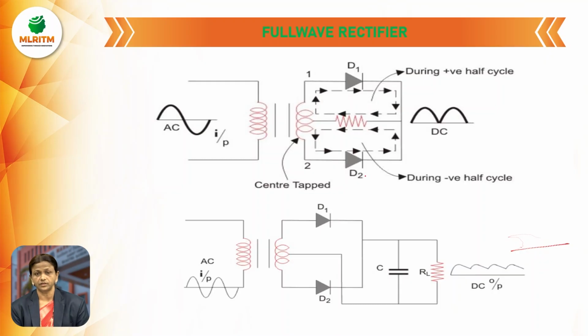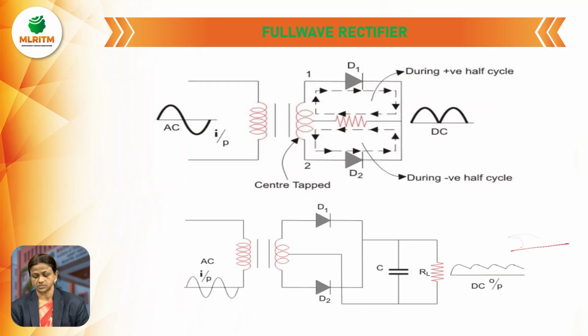A diode is nothing but unidirectional. So during the positive half cycle and during the negative half cycle, you can get the corresponding output in one direction. By using this full wave rectifier, during the positive half cycle you can get the corresponding output, and during the negative half cycle also you can get the corresponding output. That means by using these two diodes, this AC signal is converted into DC.